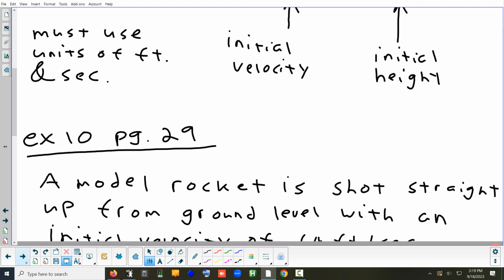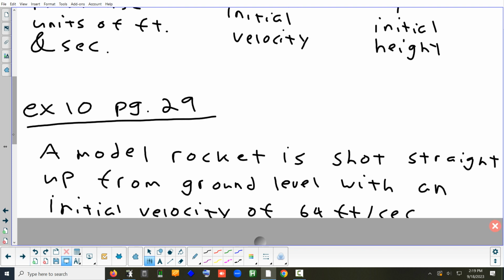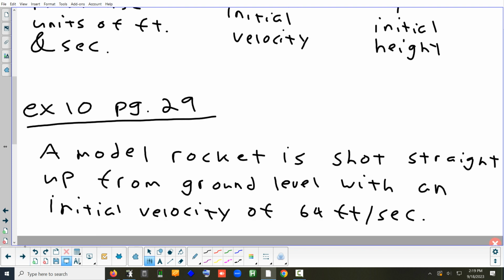All right, so here's our example. It says a rocket is shot straight up from ground level with an initial velocity of 64 feet per second.